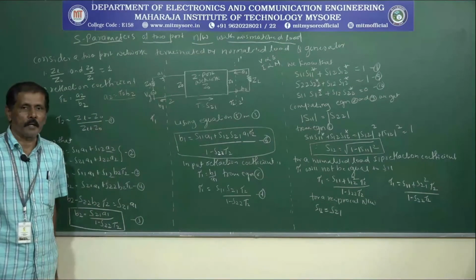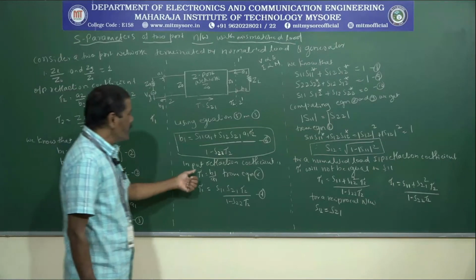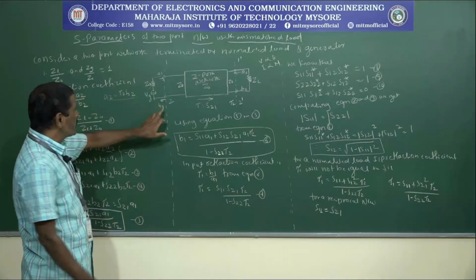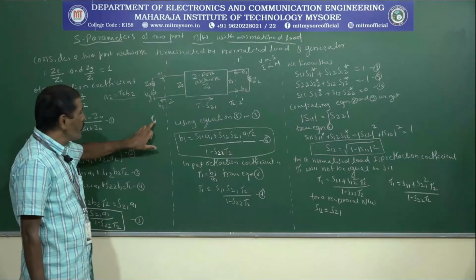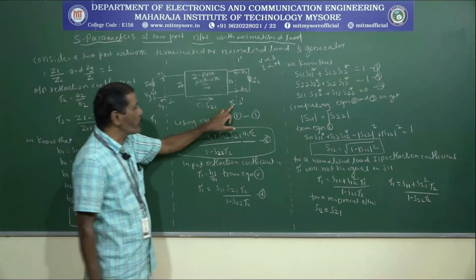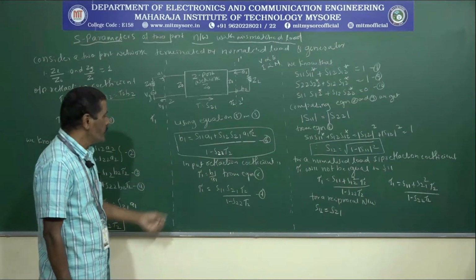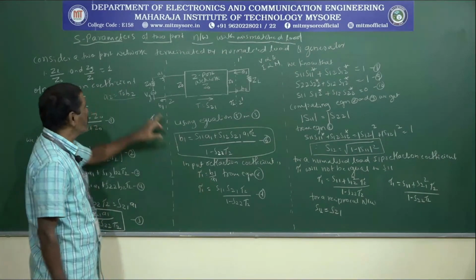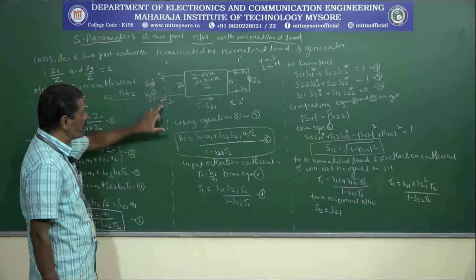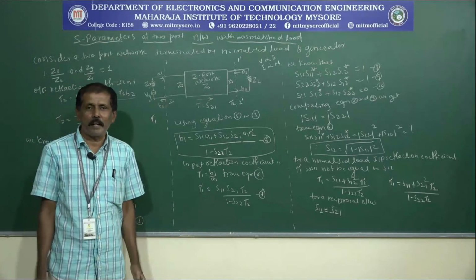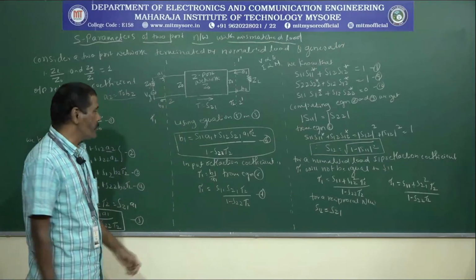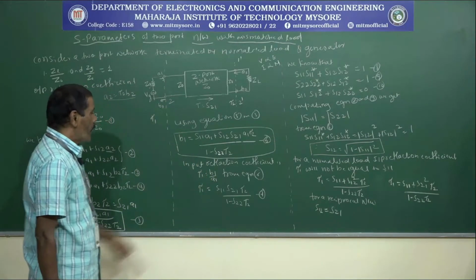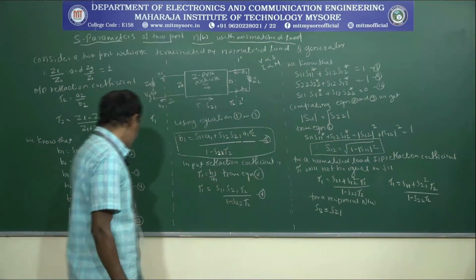Okay, two parameters you have calculated. Then we will calculate the input reflection coefficient. Here, T1 is the input reflection coefficient and T2 is the output reflection coefficient. Now, T1 equals B1 divided by A1, because B1 is the reflected wave and A1 is the incident wave. So you will write it as B1 divided by A1, and from equation 6.